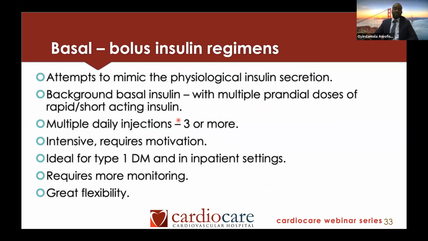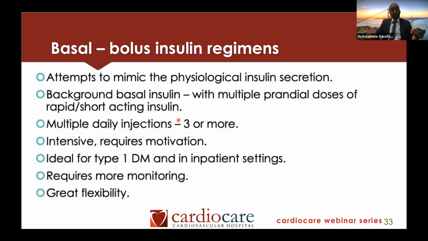It is very intensive. It is very stressful for both the patient and the healthcare provider, and requires a lot of motivation. It's most ideal for people with type 1 diabetes. That's one of the usual regimens for someone with type 1 diabetes, and it's also ideal for inpatient settings. But definitely, the more injections we're giving, the more monitoring we need. Both the injections and the monitoring can be quite stressful.